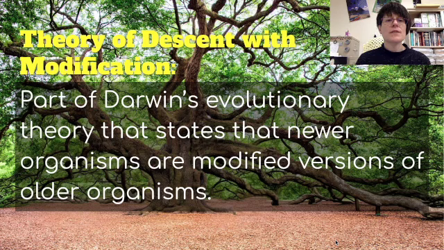The first is the theory of descent with modification. This was part of Darwin's evolutionary theory that states that newer organisms are modified versions of older organisms. It's a lot like this branching tree. Each place where a limb branches off, this would be what Darwin called a common ancestor right here, and then new species would branch off from that. And then you would get up here, there would be a common ancestor and something branching off from that. And so he had all of these common ancestors, and then the base of the tree would be one type of organism from which everything else evolved.